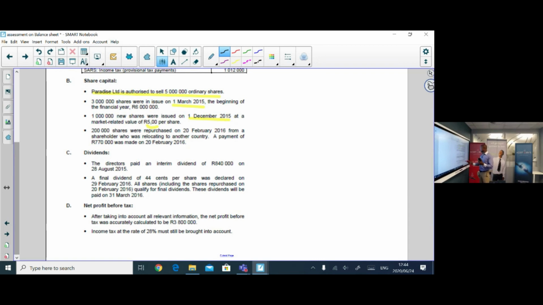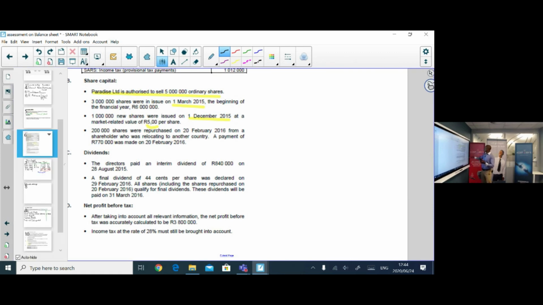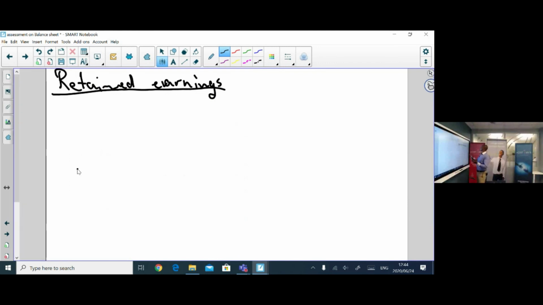After taking into account all relevant information, the net profit before tax was calculated as 3.8, so we're going to take this 3,800,000. And remember, that is our profit before tax.